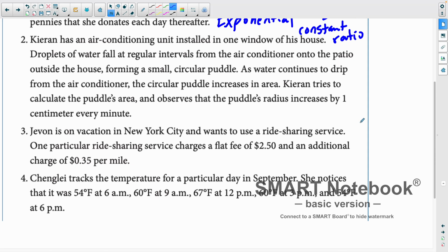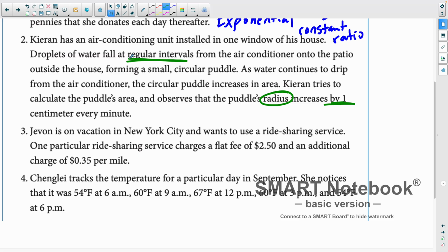Number 2 is a little tricky. That's what I told you at the beginning. Any thoughts on this one? Linear. Okay? And why did you say linear? Because it's going by 1 every time. Okay, what's going by 1 every time? The radius is increasing by 1 every time. You have regular intervals. So that's kind of a constant deal. I'm leaning towards linear when it says that.